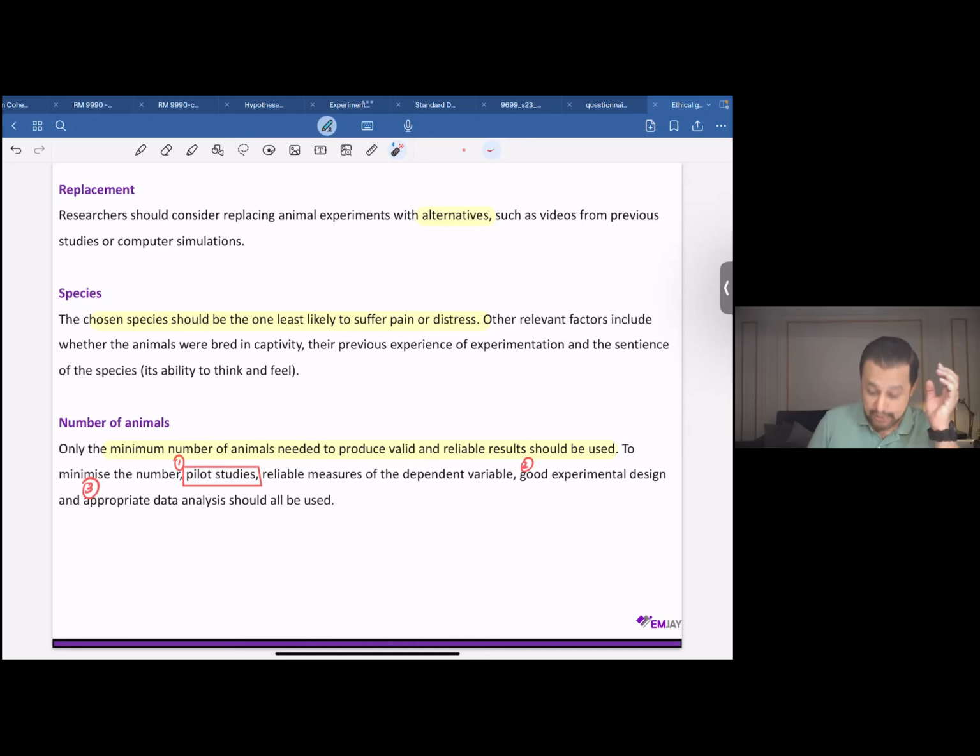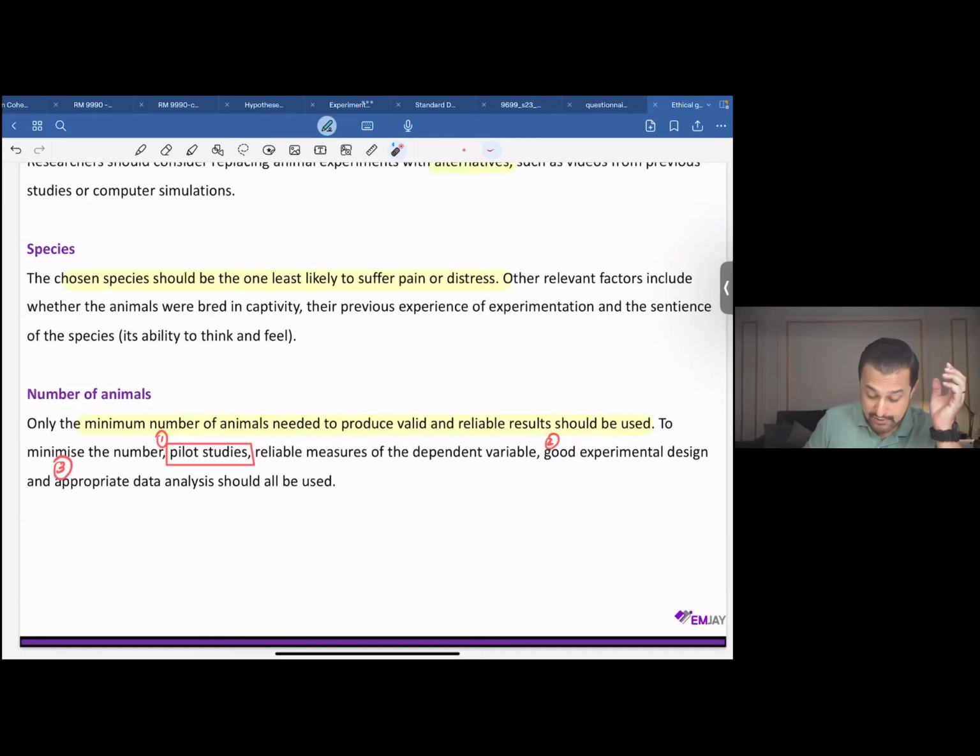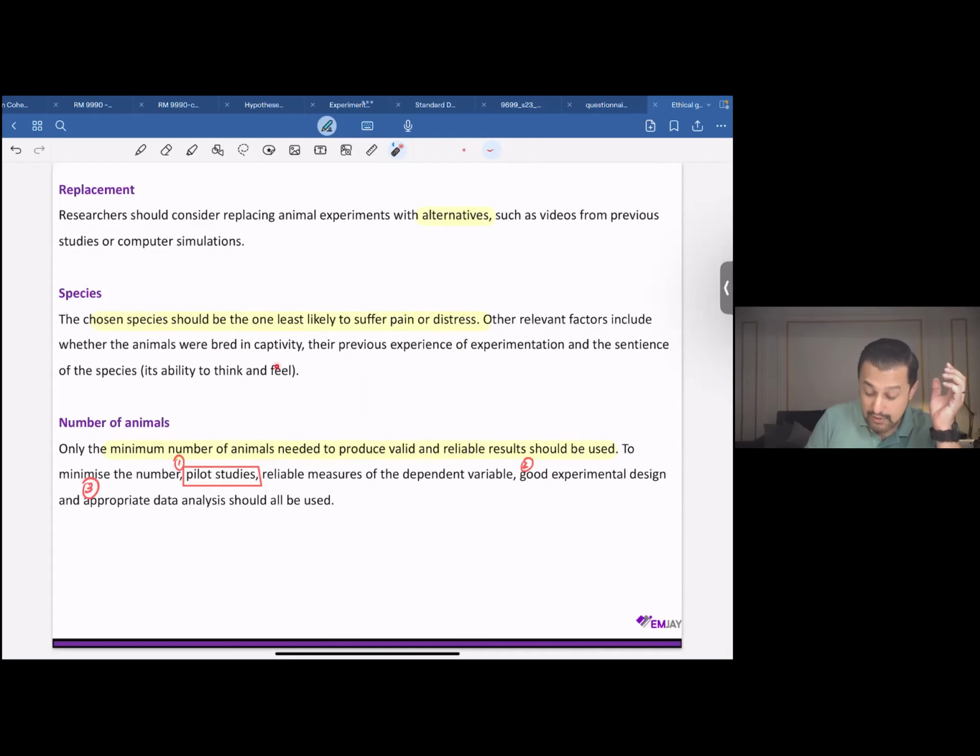Other relevant factors include whether the animals were bred in captivity. Now, does this ring a bell here? Animals being bred in captivity. Remember, the two researches that are part of your psychology syllabus for CIE amongst the 12 core studies. The first one by Fagan et al. This research was on captive animals, right? Another research by Hassett et al. This was on captive monkeys, right?